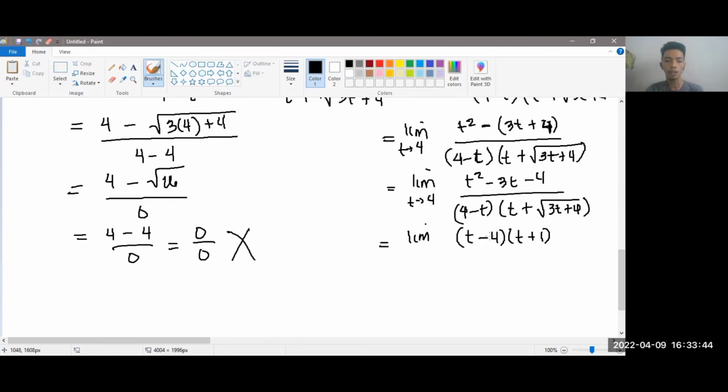Sir, bakit po t minus 4 at saka t plus 1? Kasi, ang factor ng t squared ay t times t. Ang factor ng negative 4 ay negative 4 and positive 1. Wherein, kapag pinag-add natin yung negative 4 and positive 1, it will result to 3. So, to negative 3 rather. So, you have t minus 4 times t minus 1 all over 4 minus t times t plus square root of 3t plus 4 as t approaches to 4.